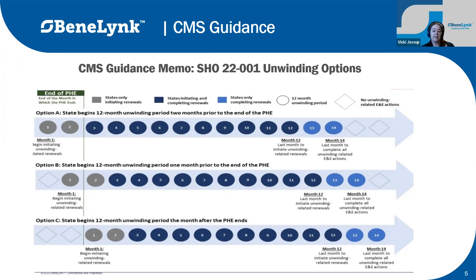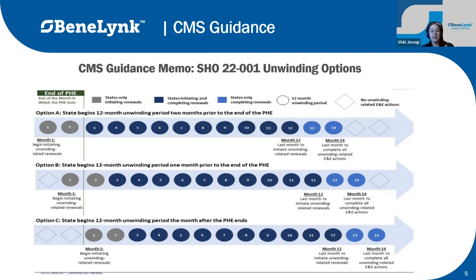They asked for CMS not to change any of this guidance, which was provided in March of 2022. They also asked for certainty that states wouldn't be required to implement changes that have been proposed to align MAGI and non-MAGI eligibility during the unwinding period.